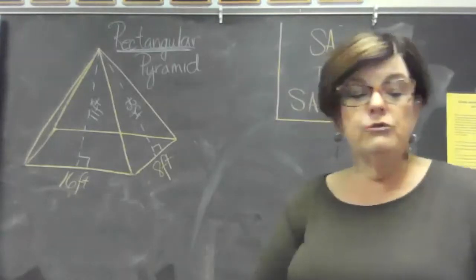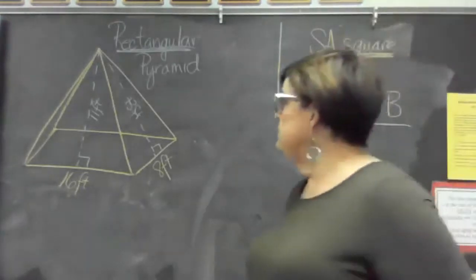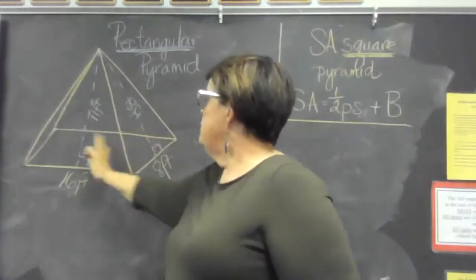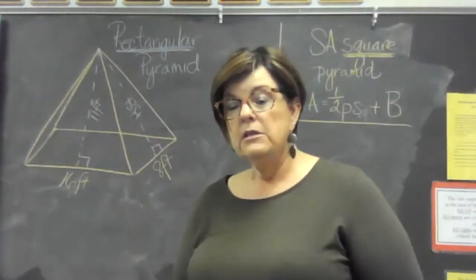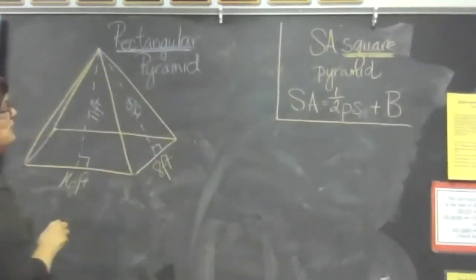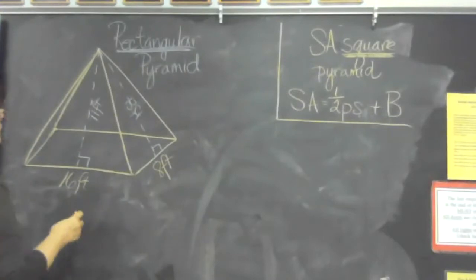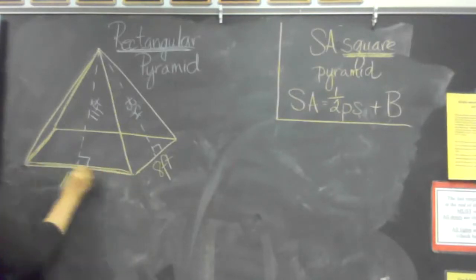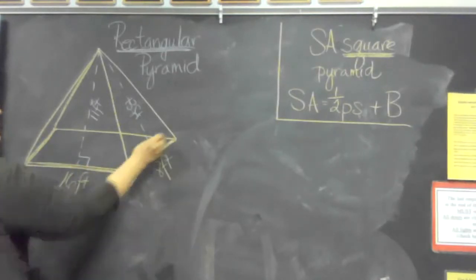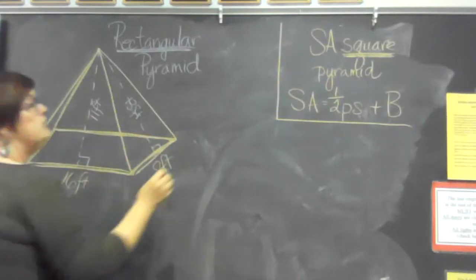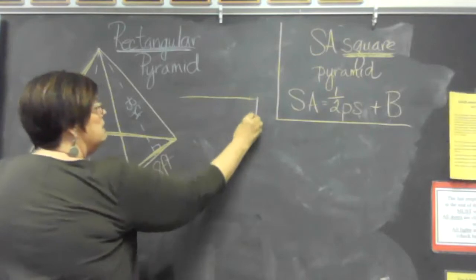So here's what we're going to do. We are simply going to tear it apart. We're going to tear this rectangular pyramid apart and work on the pieces, find the area of each piece. So here we go. Let's start with the base. Here's the base. And you can see, although it looks squished over, it's a rectangle. And so we're just going to draw a rectangle.